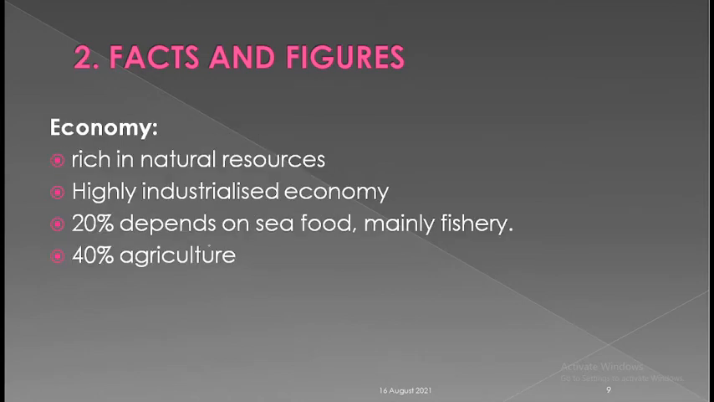In terms of economy, Japan is rich in natural resources. Of course, they don't have iron ore. One very common example is that Japan has very little iron deposit, but they are very rich in other natural resources. It is a highly industrialized economy. In other words, Japan is a very rich or economically developed country.